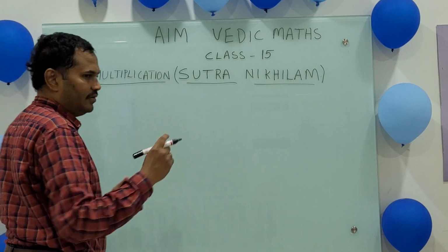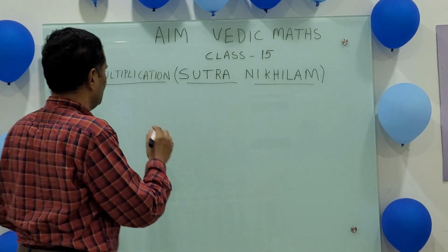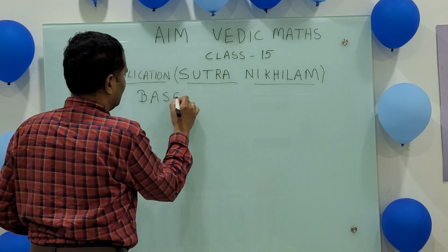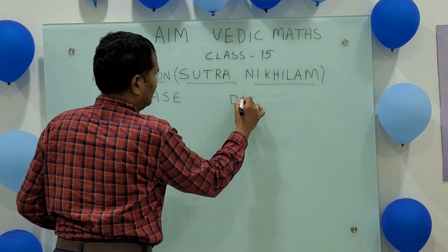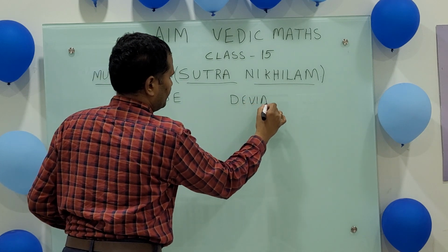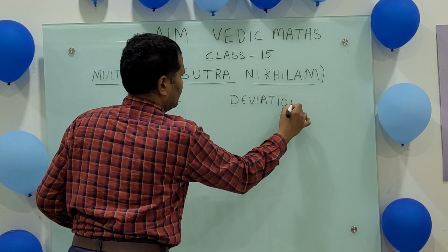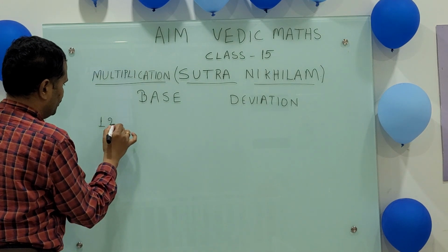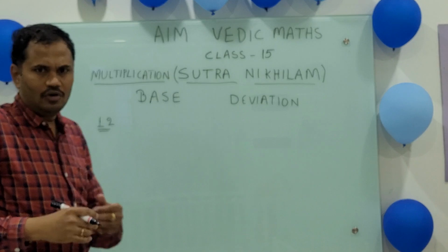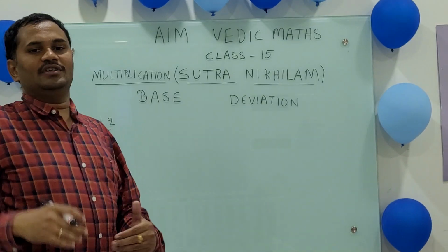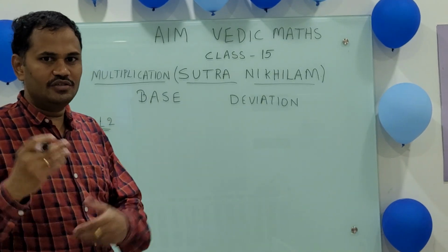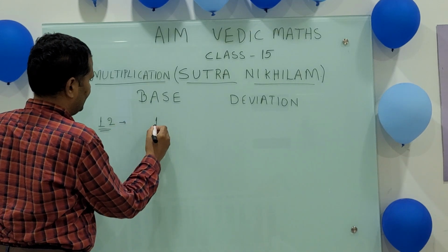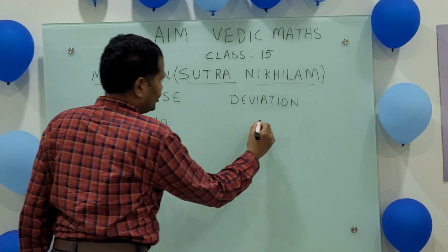This is all whatever we have learned in the previous class, that was the base and the deviation. You remember, right? The base and deviation. For example, there is a number called 12. So base is all the multiples of ten only. It's 10, or 10 into 10, or 10 into 10 into 10, something like that. So the nearest base for this 12 is 10, and the deviation is 2.